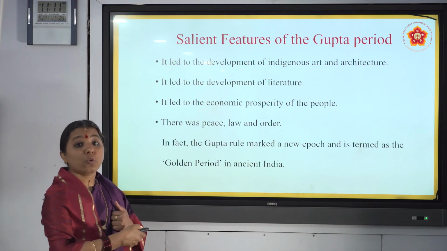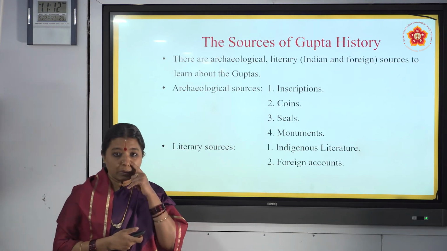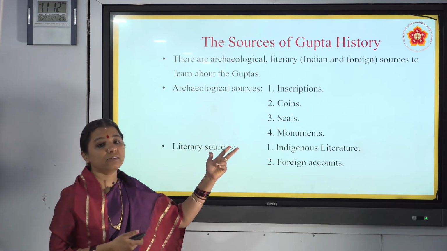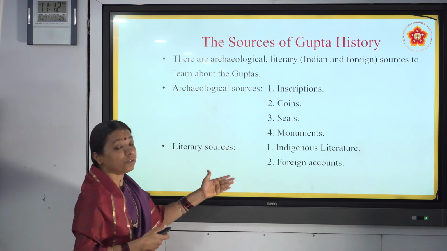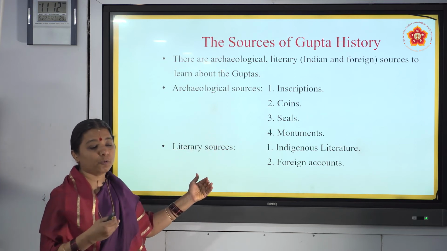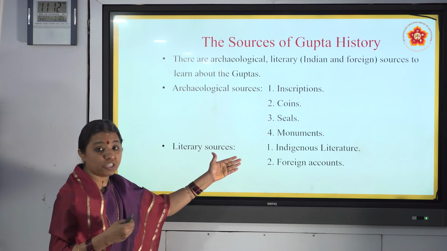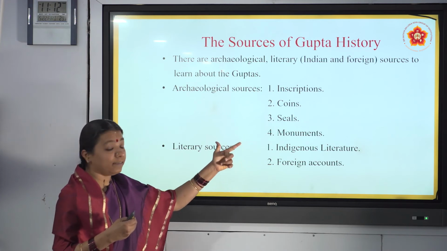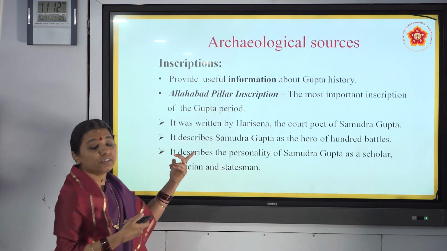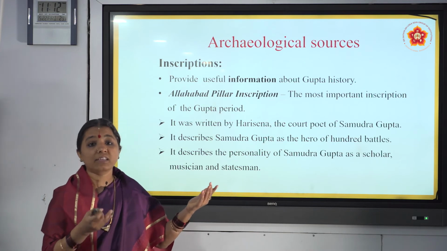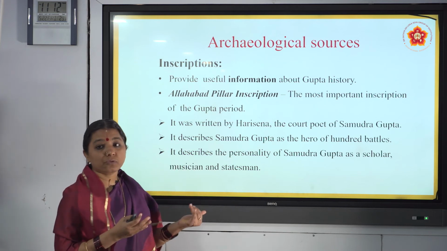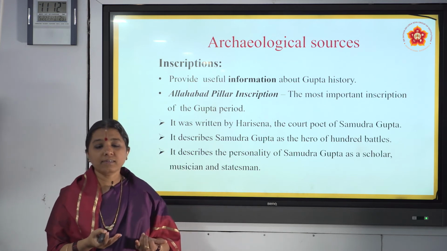Then we moved on to the sources which help us to know about the Guptas. There are two sources: one is archaeological, another is literary. For archaeological sources, we have plenty of inscriptions, coins, seals and monuments to rewrite the history of the Guptas. And in literary sources, we have indigenous literature by native writers and foreign accounts by foreign writers. And we moved on to the archaeological sources. We know what archaeological sources are: they are the remains of past human life and activities. For example of archaeological sources, what did we discuss?